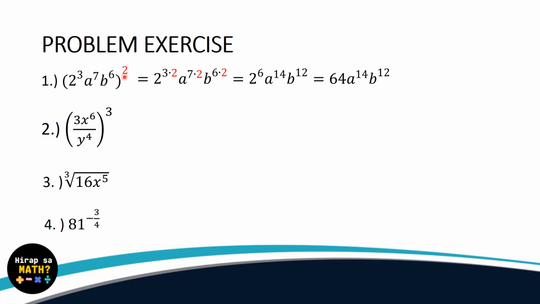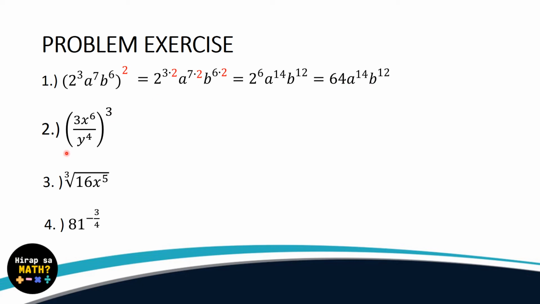I-distribute lang natin. Okay? 2 raised to 3 times 2, that is 6. A raised to 7 times 2, that's a to the 14th. B raised to 6 times 2. So, that's b to the 12. Ang 2 to the 6th ay pwede pang i-simplify into 64. And then the rest, dagdag na lang natin. So, 64, a to the 14th, b to the 12. Yan ang final answer.